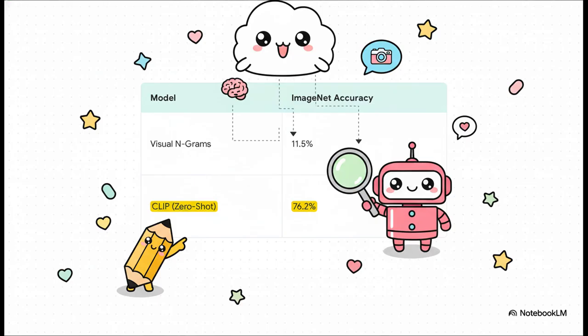On the classic ImageNet benchmark, the best zero-shot model before this had an accuracy of just 11.5%. CLIP came in and scored a whopping 76.2%. This wasn't just a small improvement. It was a totally different ballgame, a complete paradigm shift.